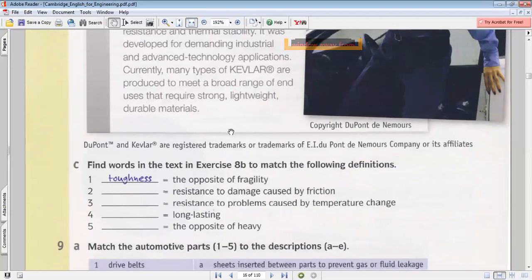Lightweight. Let's revise them once more. Find words in the text in the exercise, yeah, to match the following definitions. Let's match the words and the definitions once more. The first one is done for you.